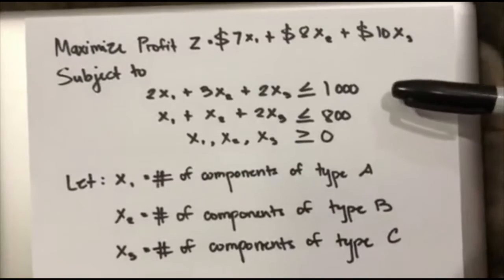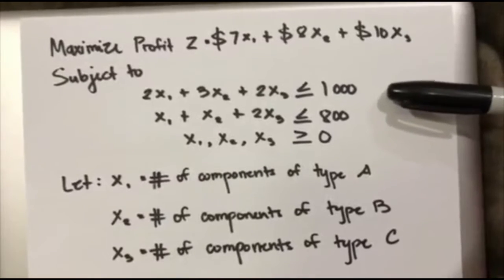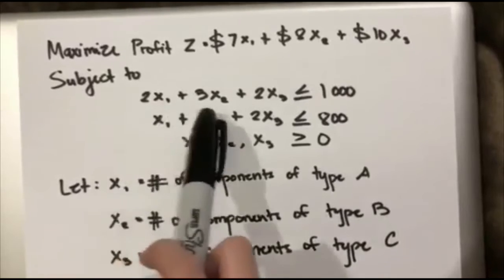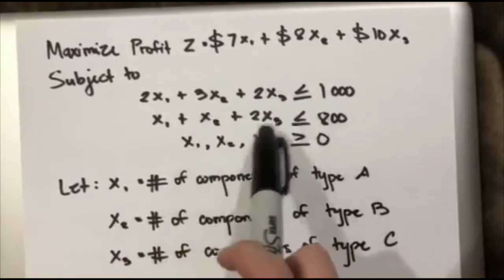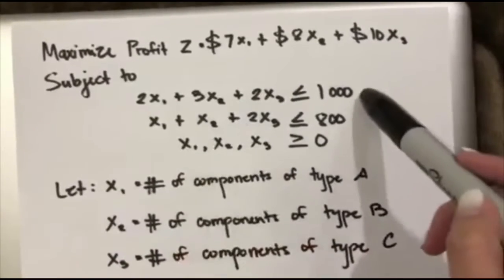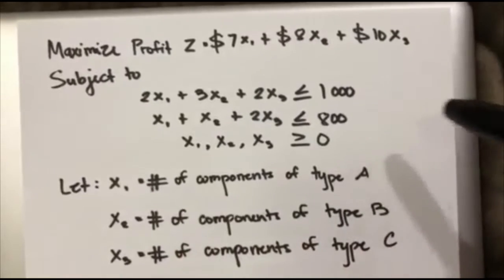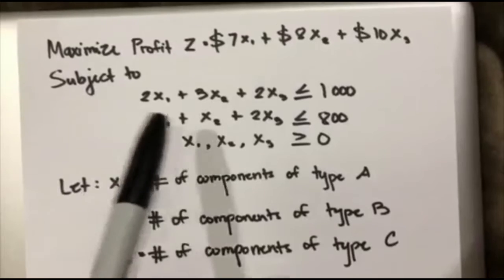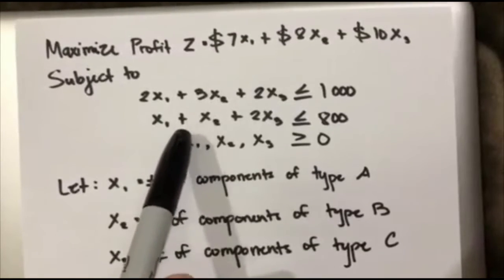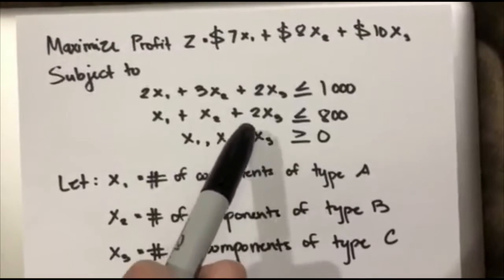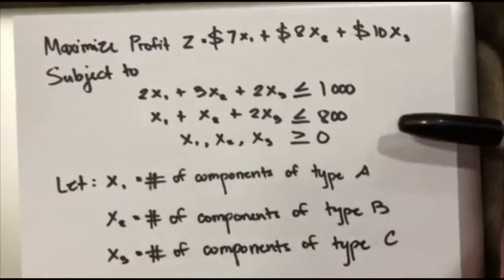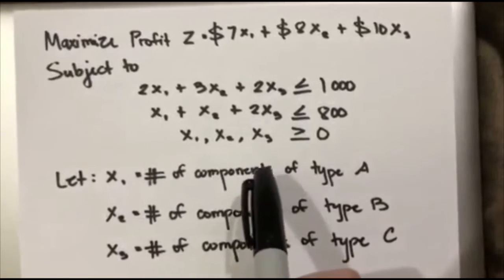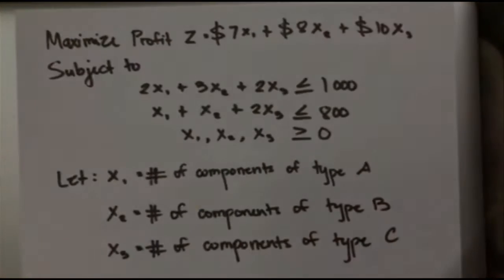7, 8, and 10 are the profit of each component. The first constraint is for the fabrication. It takes 2 hours to make type A, 3 hours to make type B, and 2 hours to make type C, with a total of 1,000 labor hours. For the second constraint, it takes 1 hour to make type A, 1 hour to make type B, and 2 hours to make type C, with a total of 800 labor hours. And x1, x2, and x3 should be greater than or equal to 0.